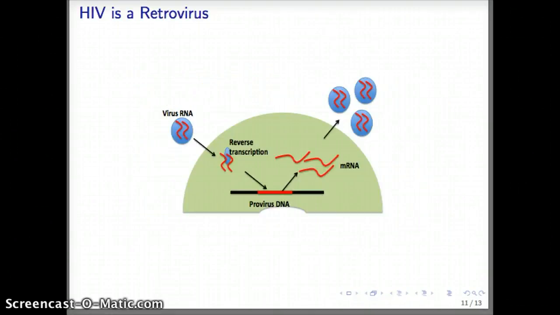So let's now talk about a specific virus. HIV is a type of virus that is called a retrovirus. A particle of HIV would contain two copies of the viral genome in the form of single-stranded RNA.